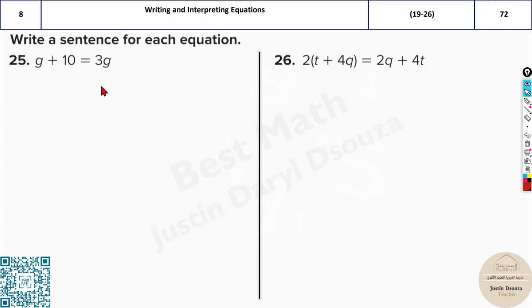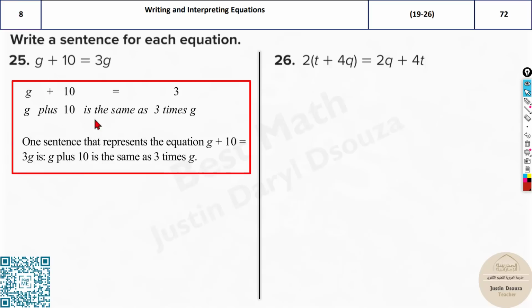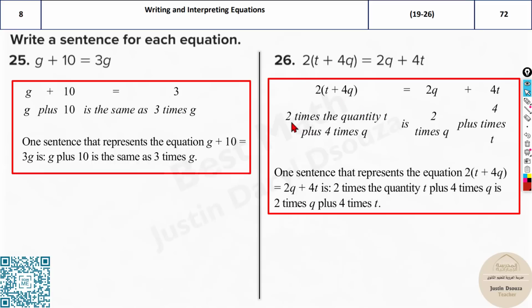That's it. Now here as well, it's g plus 10 is same as 3 times g. And lastly, we have 2 times, so 2 times the quantity of, now they have used quantity because brackets are there.